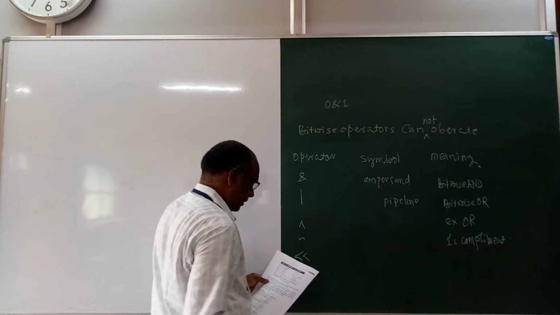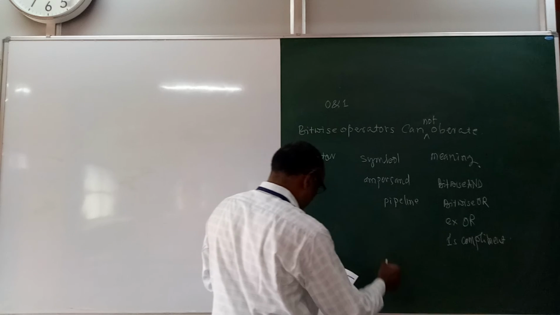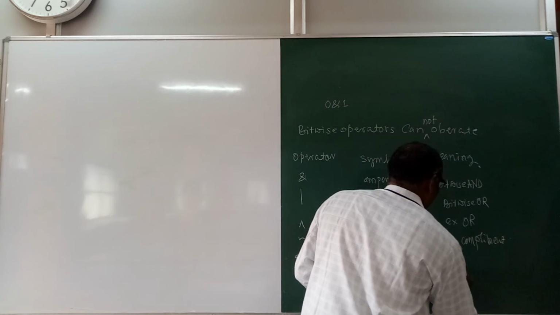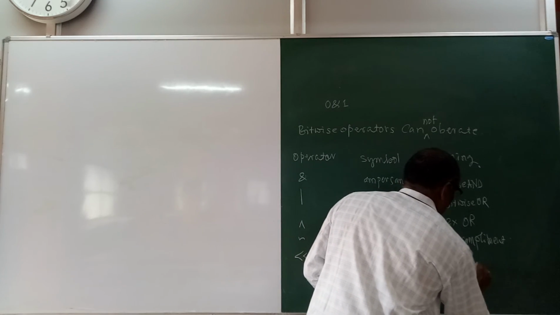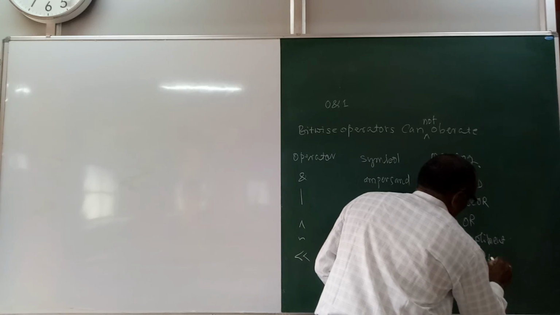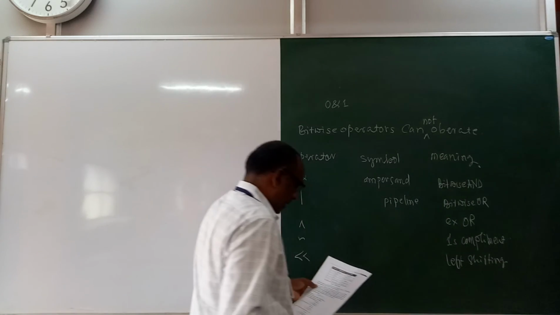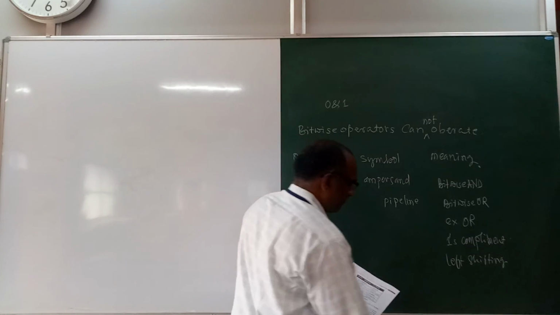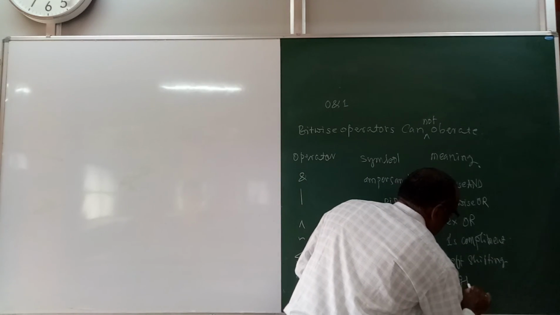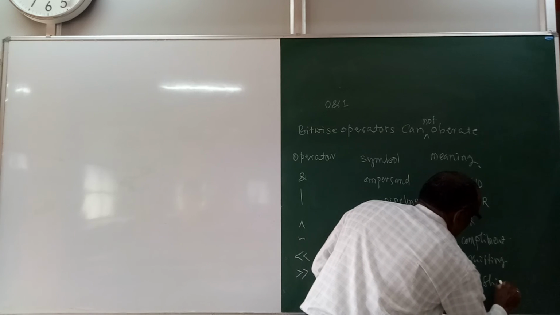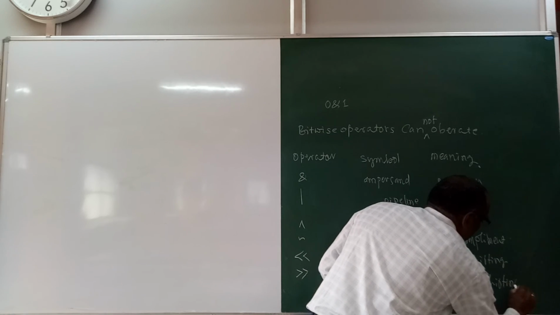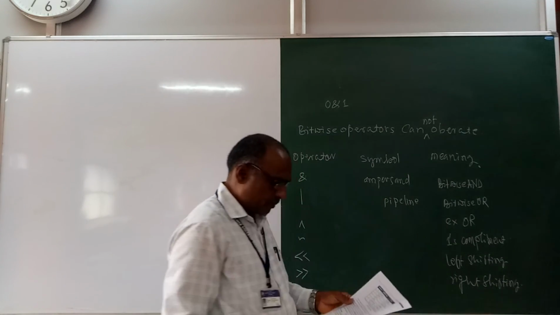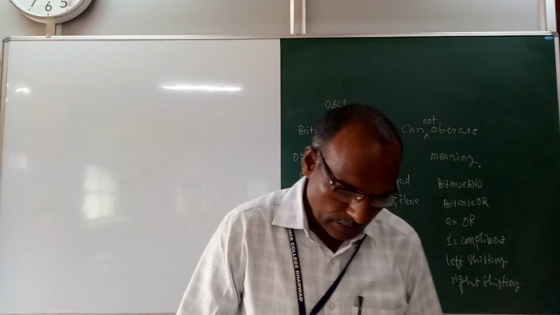Double less than is left shifting. Sometimes you have to shift. And double greater than is right shifting. And these are the bitwise operators.